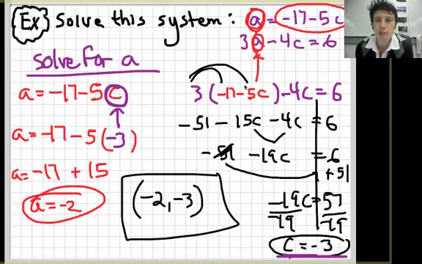So this method that we're doing, this circling and bubbling, it's called the substitution method, and it's just practicing solving for two variables, an x and a y, or in this case, an a and a c. So I hope that helps.